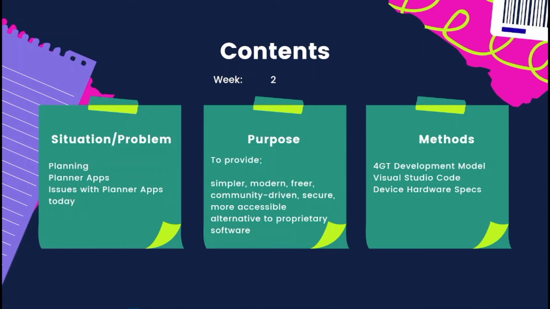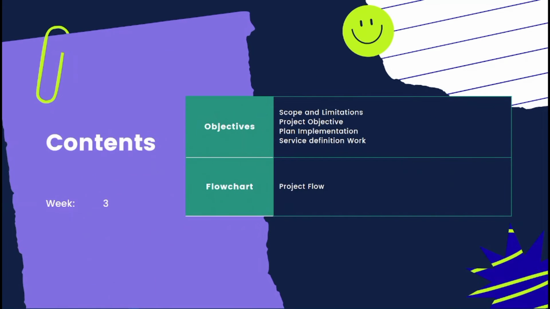The goal of this project is to solve the aforementioned issues by developing a simpler, modern, community driven, secure, and free alternative software. To make the project possible, the team will utilize the 4GT development model, which consists of the following processes: from requirements gathering up to testing and evaluation, and then revision, which can be done in any part of the process. Microsoft's Visual Studio Code will be used with a computer with certain hardware specifications indicated in our paper. So, in this part, we're going to discuss the objectives and flowchart of our project proposal.